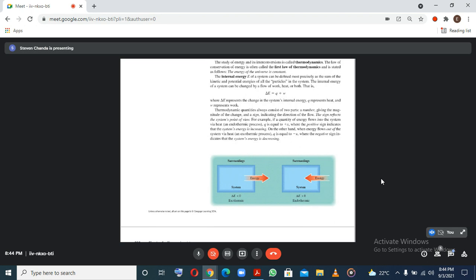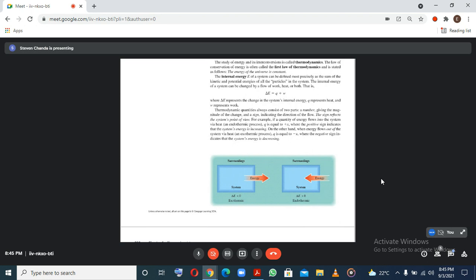It's got a certain amount of internal energy, which is a result of the kinetic and potential energies of all the particles, the reactants, products. So it's got a certain amount of energy, but this energy can be changed by whether the system is doing work or it's actually losing energy in the form of heat, or both.